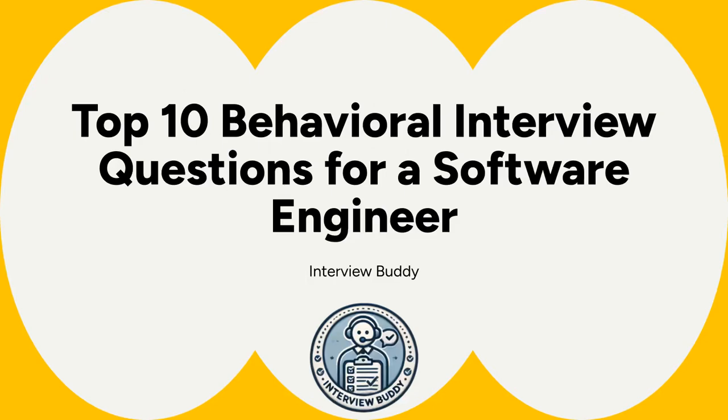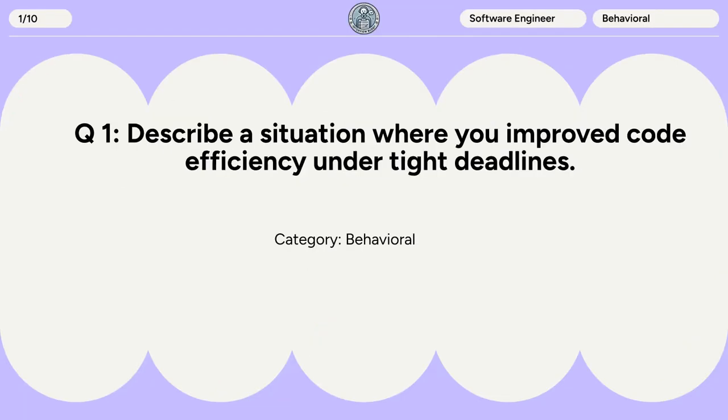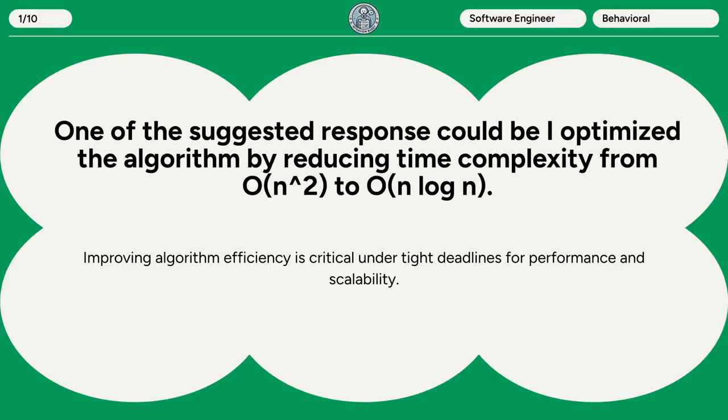Top 10 behavioral interview questions for a software engineer. Question 1. Describe a situation where you improved code efficiency under tight deadlines. Improving algorithm efficiency is critical under tight deadlines for performance and scalability.